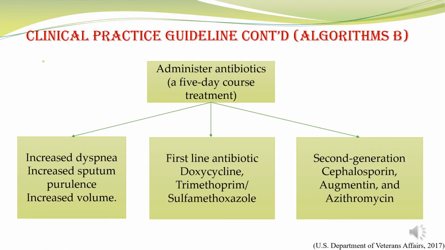In algorithm B, the suggestion from the clinical practice guideline is to administer antibiotics for patients who have increased dyspnea and increased sputum purulence or volume. The choice of antibiotics is based on local resistance patterns and patient characteristics. The first-line antibiotic choice may include doxycycline, Bactrim or Septra, second generation cephalosporin, Augmentin, and erythromycin.